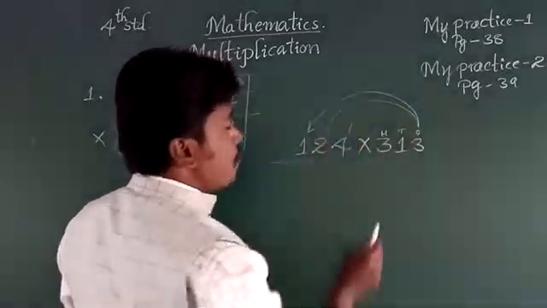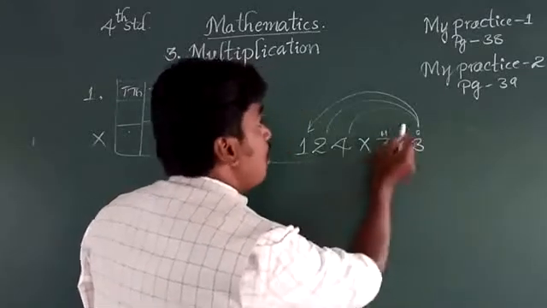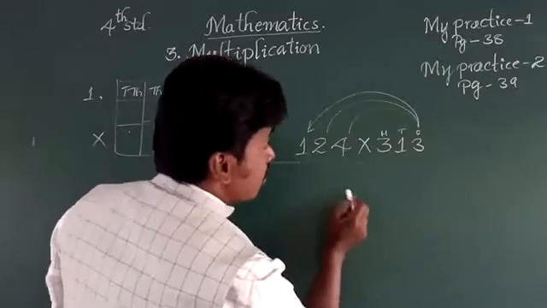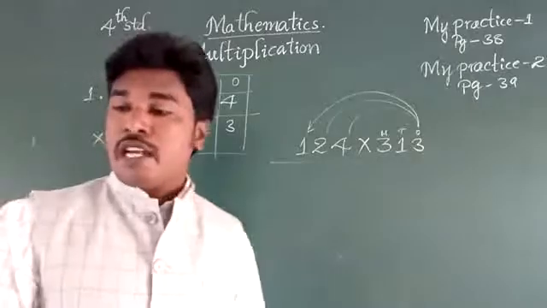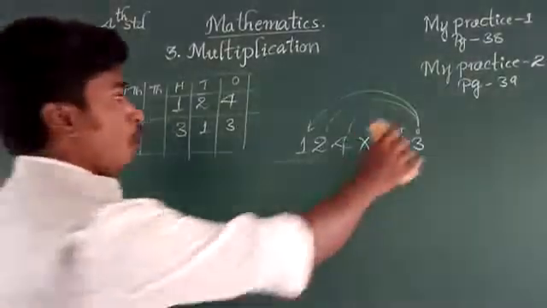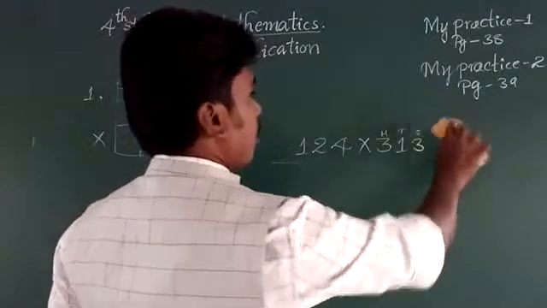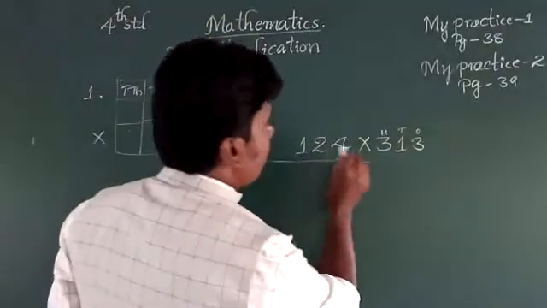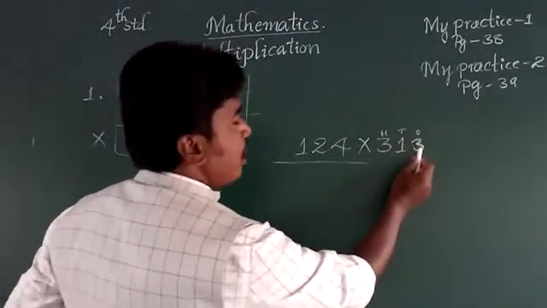After that, take tens place and leave ones place, multiplying these 3 digits. Again, leave 2 places, multiplying with the 3rd place. In this method only, you start multiplying. See the question, 124 into 313. Start multiplying with the ones place number. It is 3.